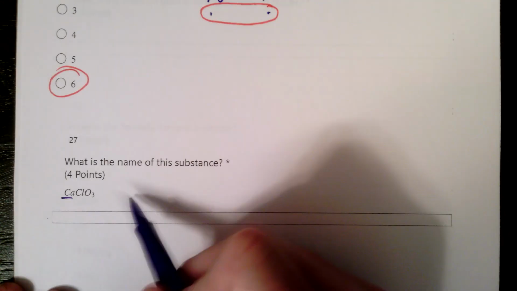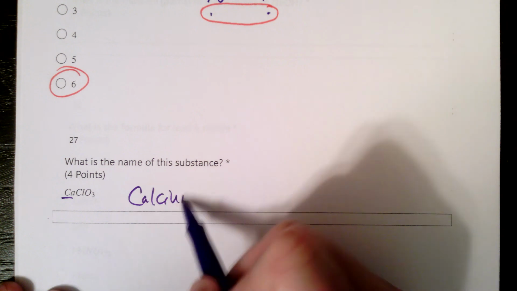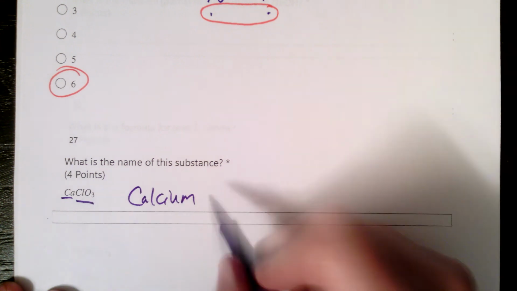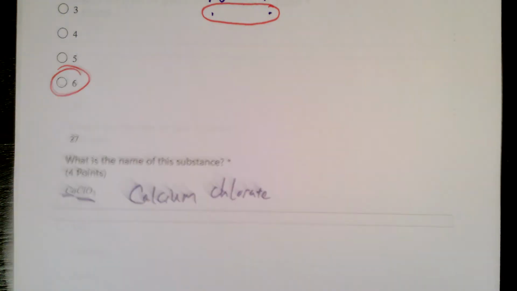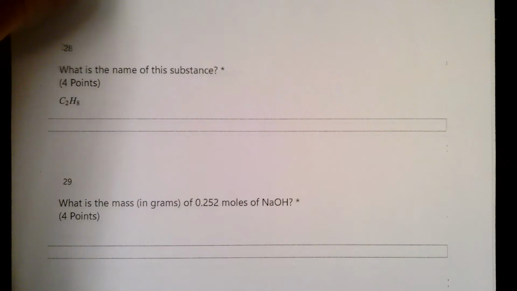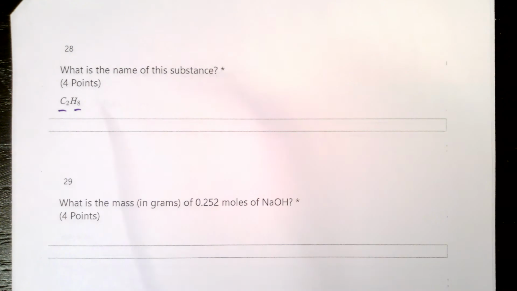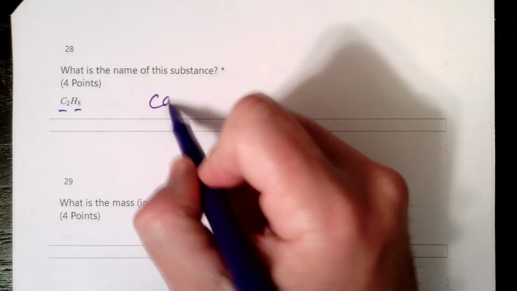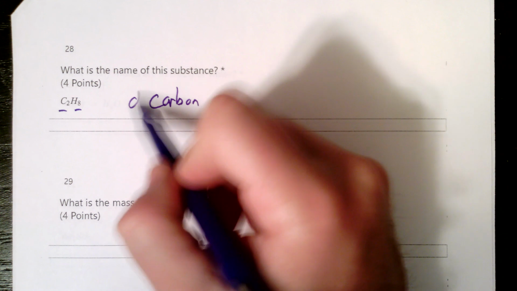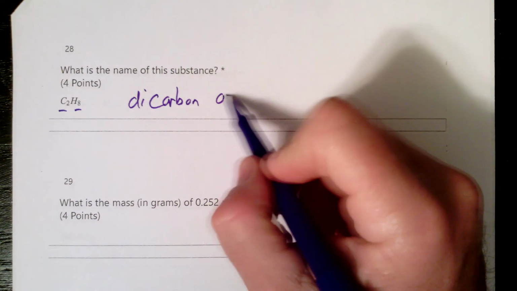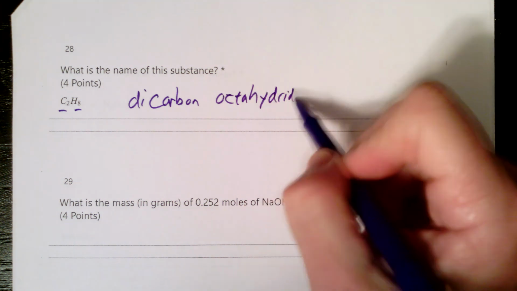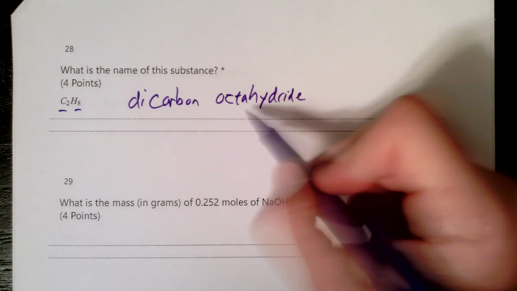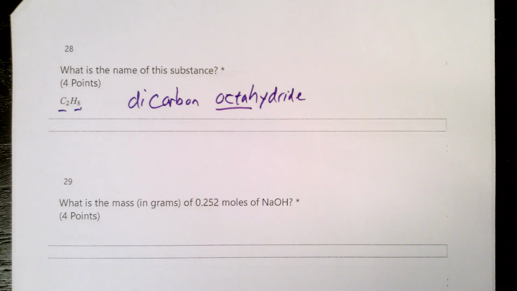The name of this substance, that is calcium. This is the chlorate ion. So we say calcium chlorate. What is the name of this substance? Once again, 2 nonmetals. So this is a carbon, but now we have to say dicarbon because there's 2 of them. Octahydride. Hydride for hydrogen, the octa because there's 8 of them.